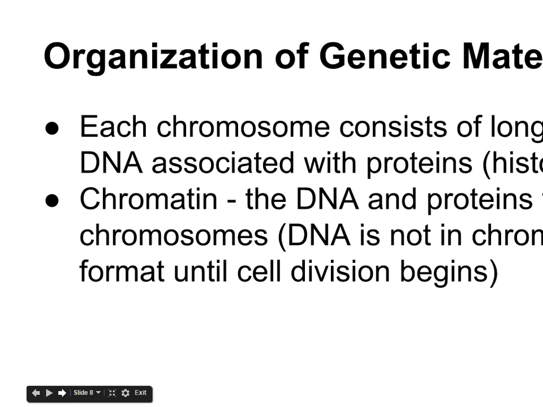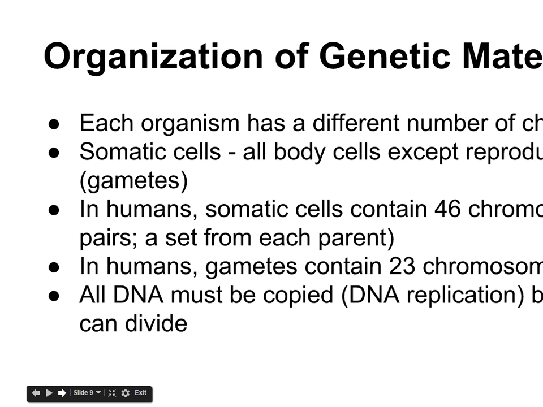Each chromosome consists of long linear DNA associated with proteins. Those are called histones. Chromatin is the DNA and proteins that build the chromosomes. DNA is not in chromosome format until the cell division begins. So chromatin is this loosely packed DNA around proteins. And then once we enter into the cell division, into the prophase, the DNA will come together in these chromosome structures. Each organism has a different number of chromosomes.